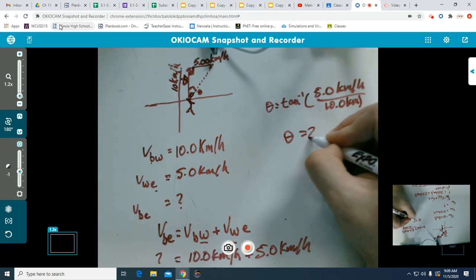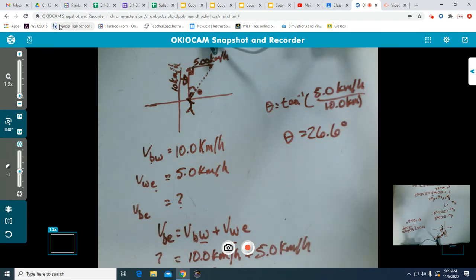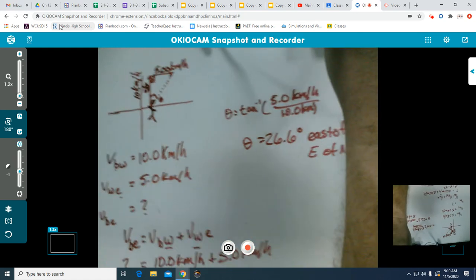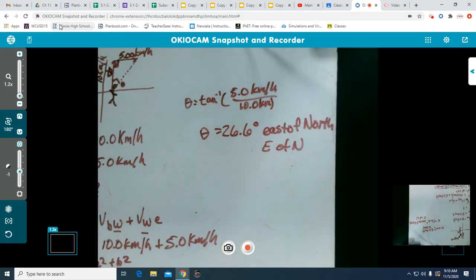Very good. 26.6 degrees. And to describe the actual direction, you could say east of north, however you want to. Oops, you can't see that. Okay. East of north, east of north. So that's what you would have to do to do this.